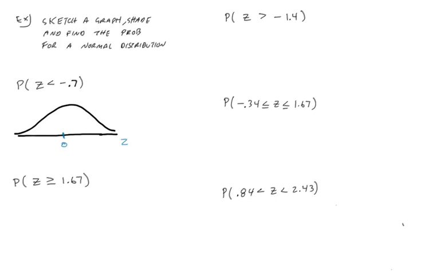Okay, so for this first one, here's our normal distribution. The mean is always 0, right smack in the center, and this x-axis is representing our z-scores here. And negative 0.7 is somewhere to the left. Where exactly, I don't know. I'm just making a rough sketch here. And we want z is less than that. So we're going to want this shaded region here. So that's what we're looking for. That's our probability or the area that we want.